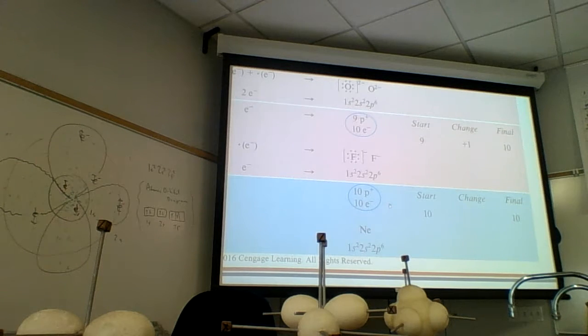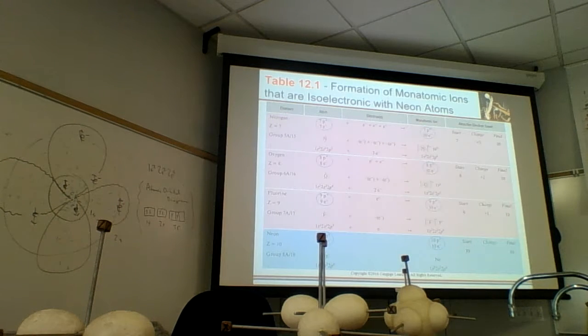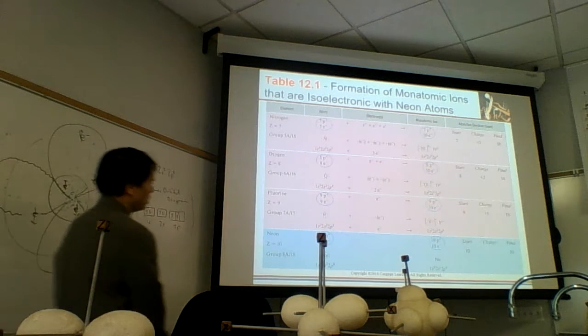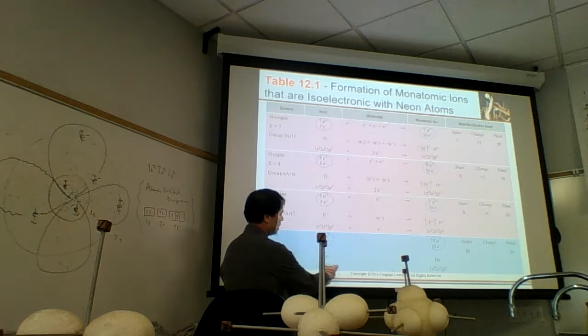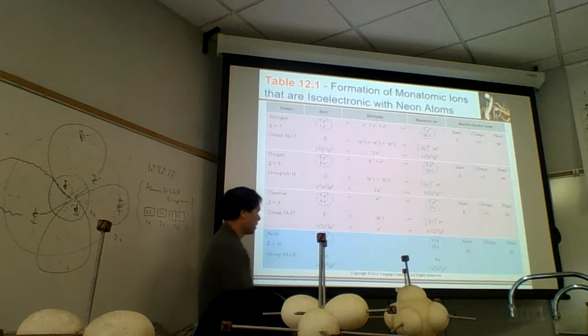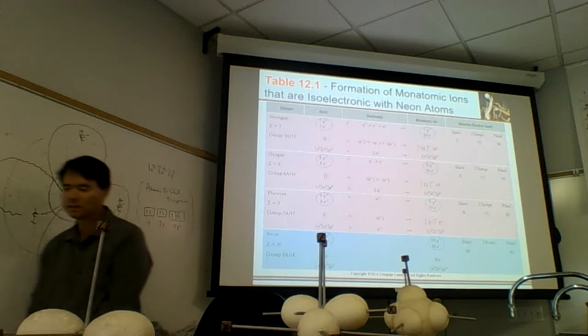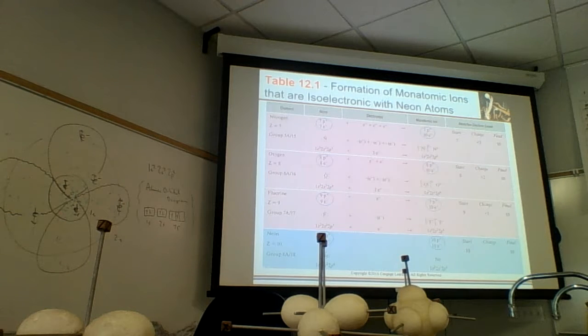It doesn't want to lose electrons. If it loses electrons, it's going to disrupt the shell and make it less stable. And it doesn't want to gain electrons. If it gains electrons, those electrons have to go into the next higher energy level, or energy shell, which would be 3s, and that's going to destabilize things as well. So neon's pretty unreactive. It doesn't want to gain, it doesn't want to lose.